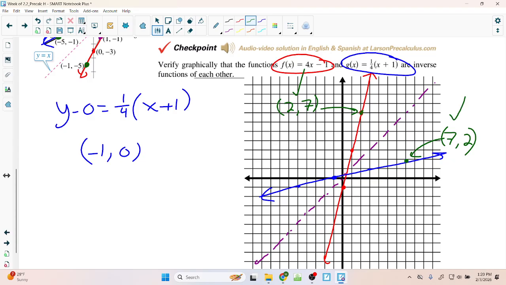Check, check. Now we'll pick orange. We'll pick another one. I guess we'll pick 3, 1. 3, 1. And 1, 3. This should be 1, 3. And they did work. And you could algebraically get that as well. Okay? So that's all you really need to do with that problem. I'm going to keep moving.